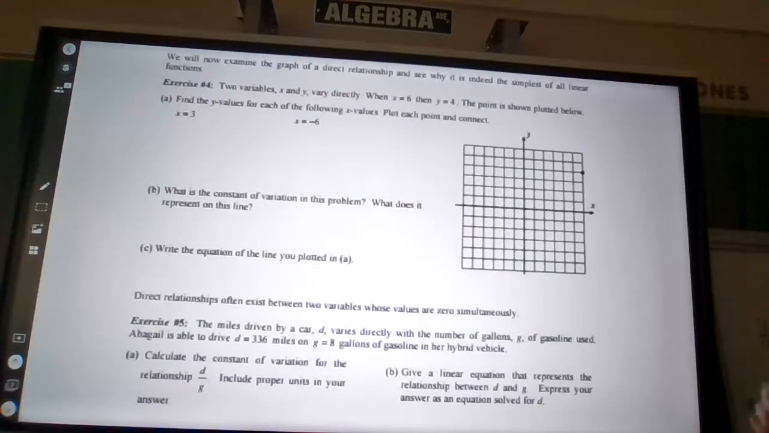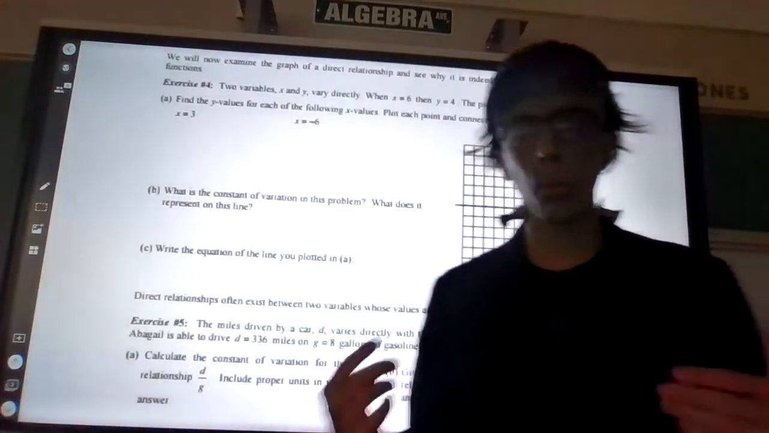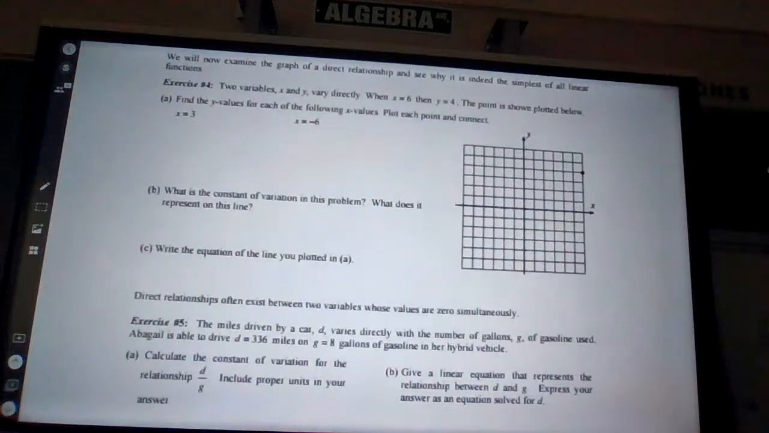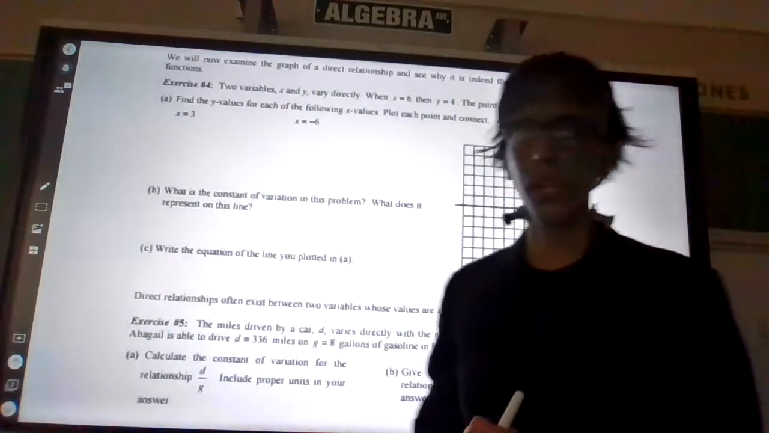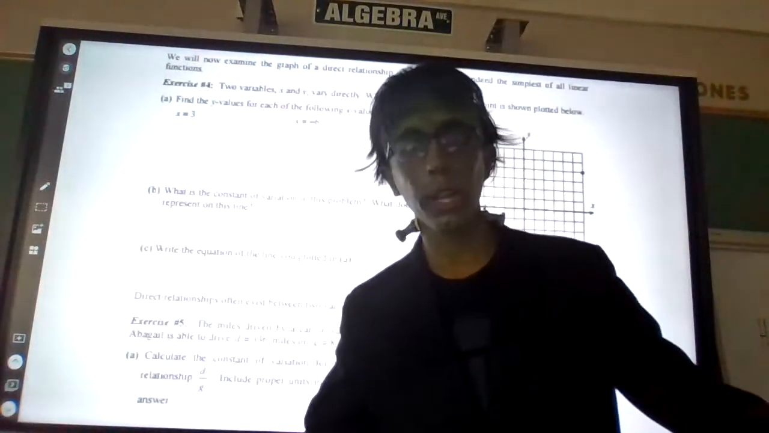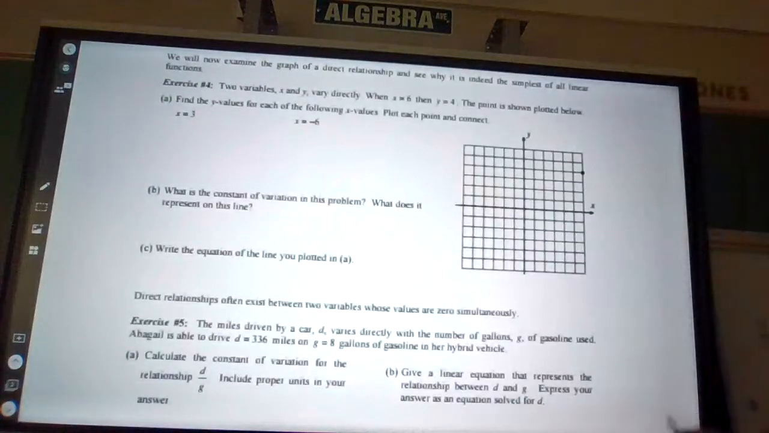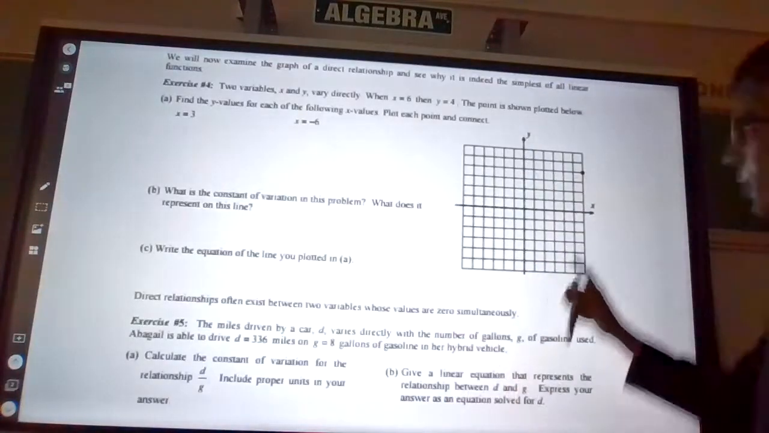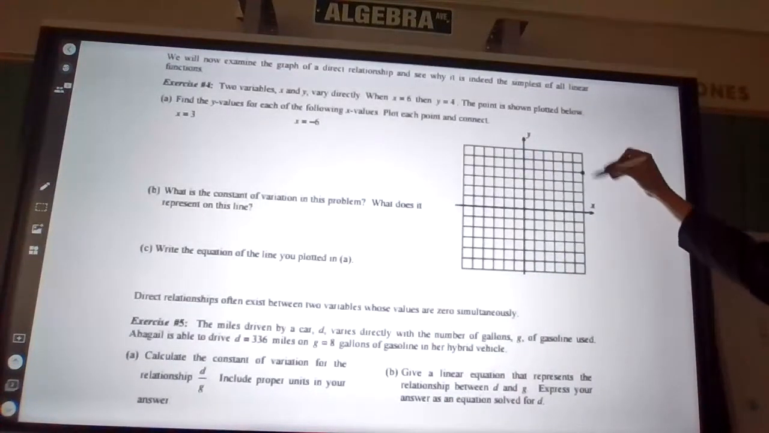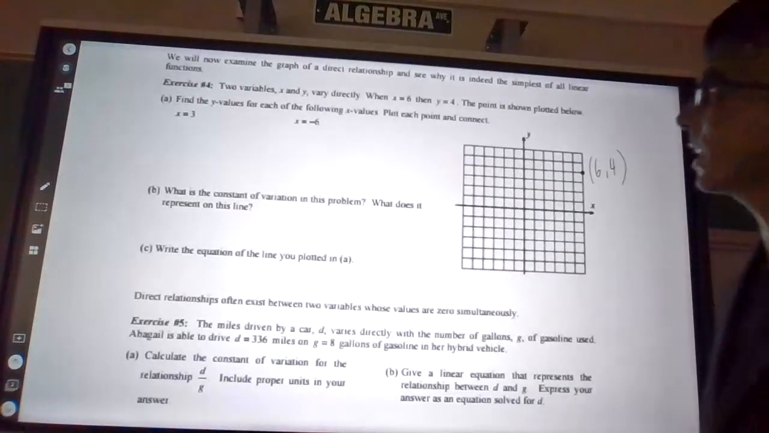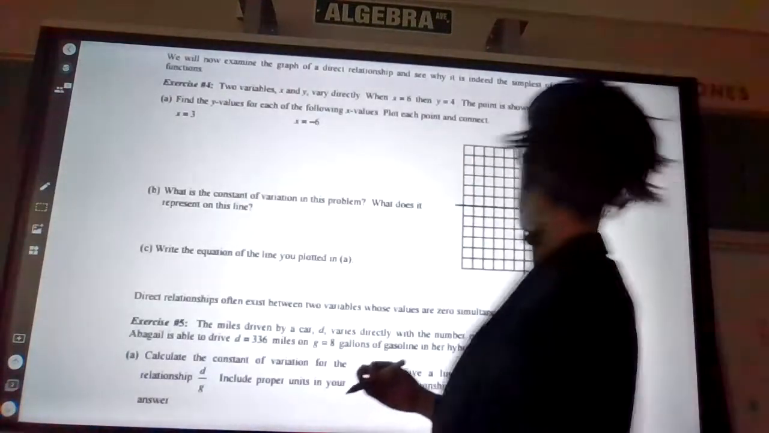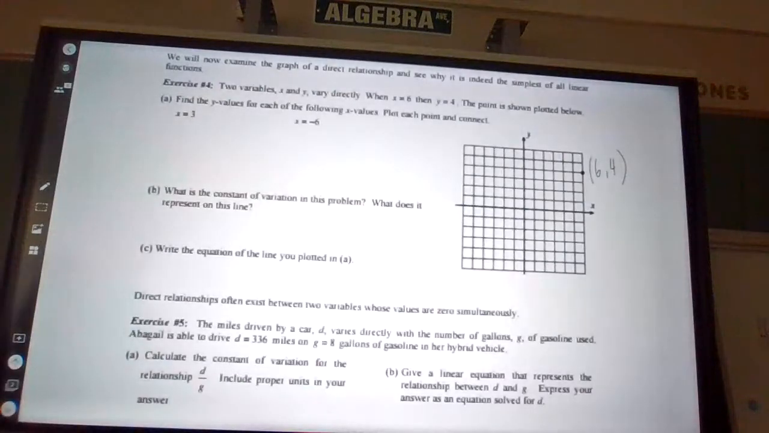Now we'll examine the graph of a direct relationship and see why it is indeed the simplest of all linear functions. So we have two variables again, x and y. What do you know? They vary directly. When x equals 6, then y equals 4. And that point is shown plotted below. So I'm just going to label that. That's 6, 4. So we're asked to find the y values for each of the following x values, plot each point, and connect. Okay? So my x is 6, y is 4.